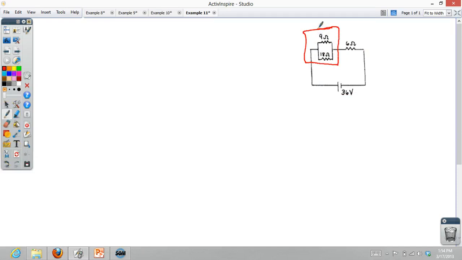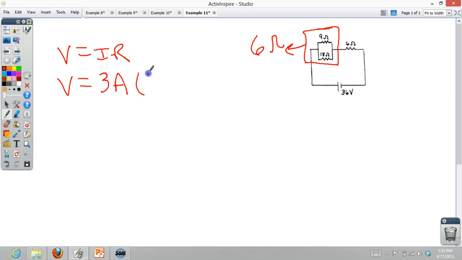To find the voltage going through the branch, we're going to say V is equal to I times R. We know that the voltage then is equal to 3 amps. And then if you remember, the total resistance in this part of the branch was 6 ohms. So we'll multiply that times 6 ohms. And your voltage here is now 18 volts. So there's 18 volts going through this whole thing.